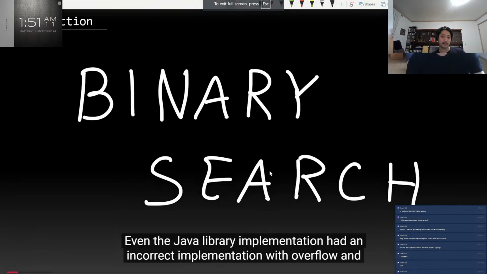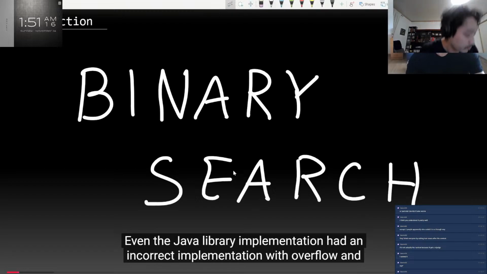Even the Java library implementation had an incorrect implementation. And maybe there are some nuances of binary search that I haven't completely grasped yet. So just ensure I don't fail here.